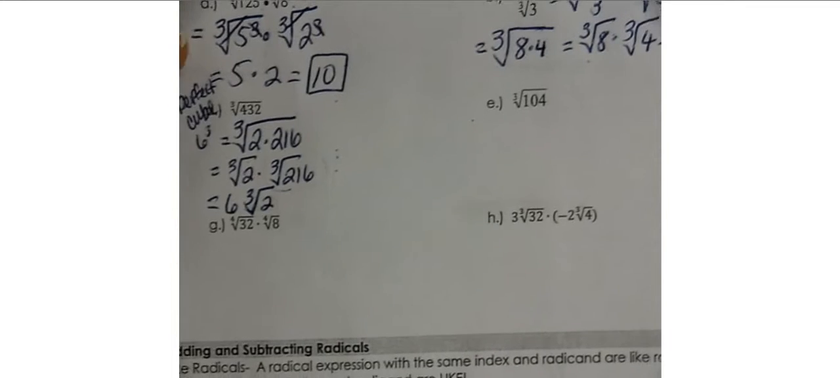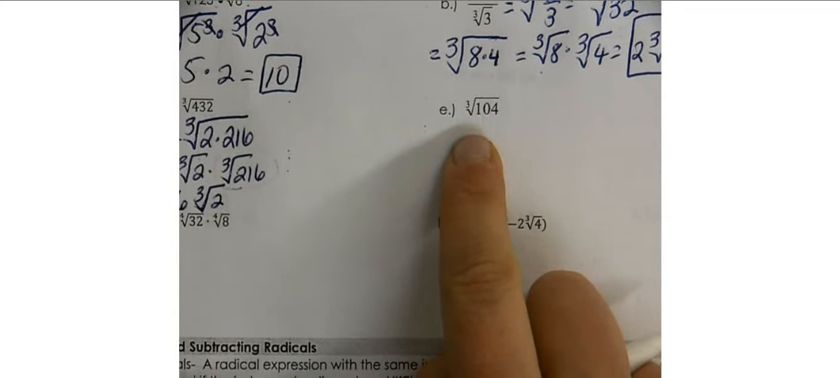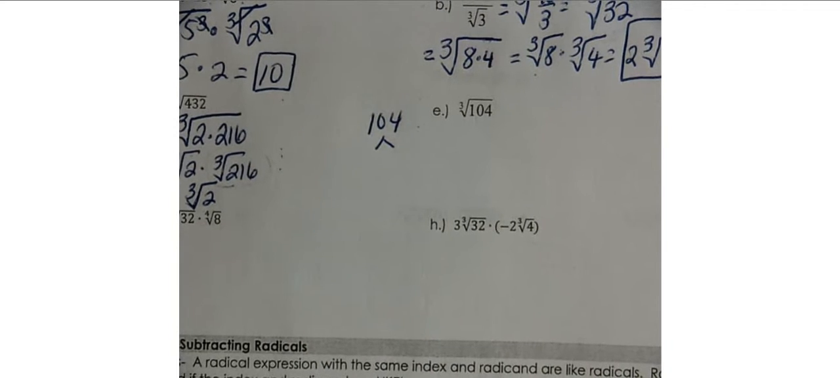Let's go ahead and look at letter E. For letter E, we have the cube root of 104. Once again, 104 is not a number that we work with often. So what I would recommend that you do is on the side, break 104 down. Try to identify a perfect cube number, that is something that can go into 104.